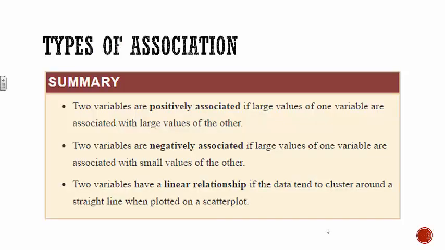If we say two variables are positively associated, that means as one value gets larger, the other one gets larger. If they're negatively associated, that means as one value gets larger, the other one gets smaller. And if they have a linear relationship, again, they resemble a straight line when you plot them.